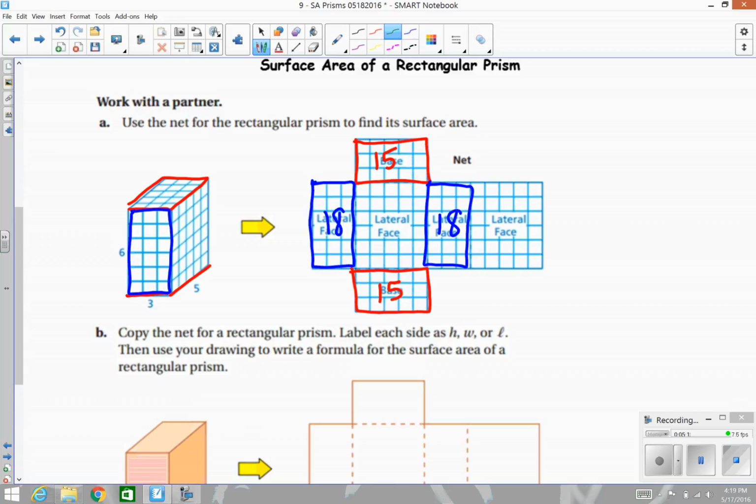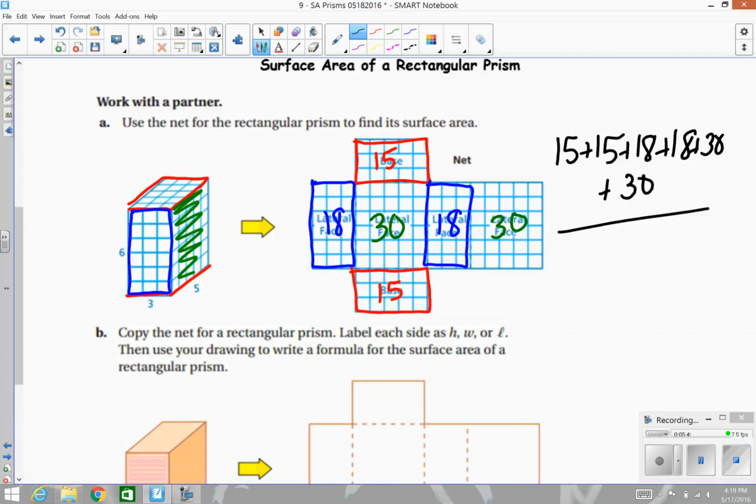And then lastly, we have these other lateral faces that are 5 by 6. That's this side here, and the one opposite of that. 5 times 6 is 30. So to find the area of that entire net, the surface area of this particular prism, you add them up. 15 plus 15, 18 plus 18, 30 plus 30. That should give you 126, and we will label this units squared.